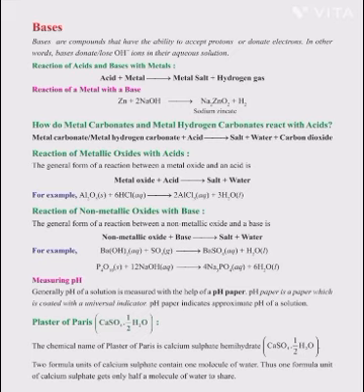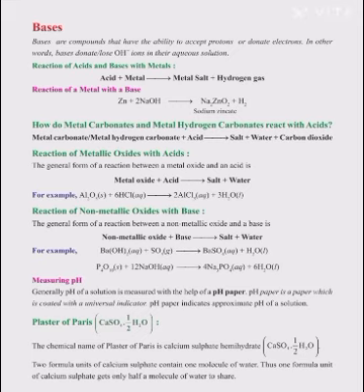The general form of reaction between a metal oxide and an acid is metal oxide plus acid gives salt plus water. Remember that the metal oxide here acts as a base. Al2O3 plus 6HCl gives 2AlCl3 plus 3H2O. Don't forget to balance both sides, reactants and products. Reaction of non-metallic oxides with base: non-metallic oxide plus base gives salt plus water. Ba(OH)2 plus SO3 gives BaSO4 plus H2O. P4O10 plus 12NaOH gives 4Na3PO4 plus 6H2O.